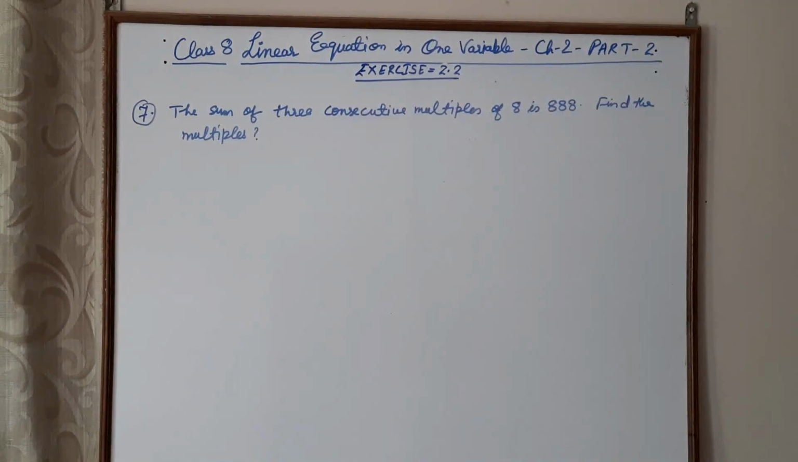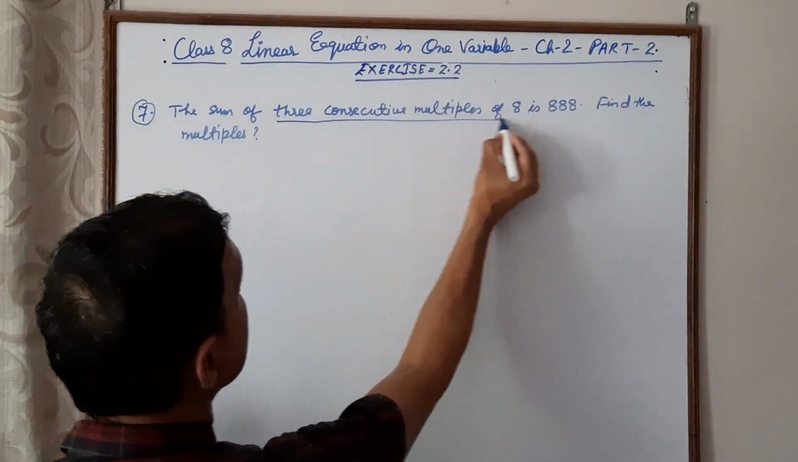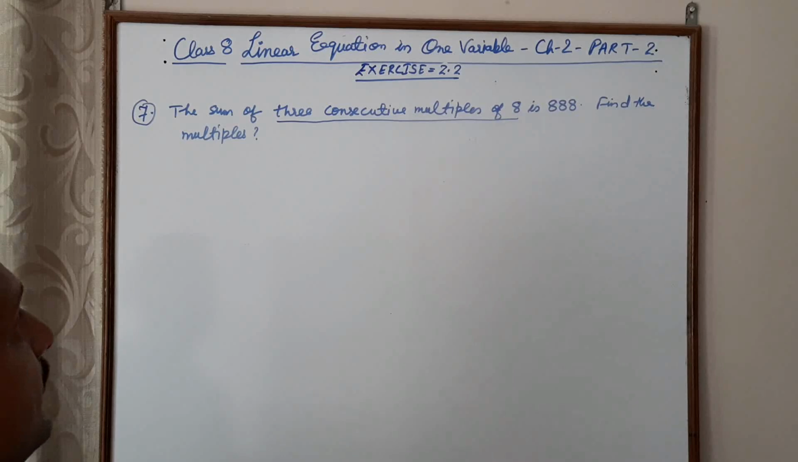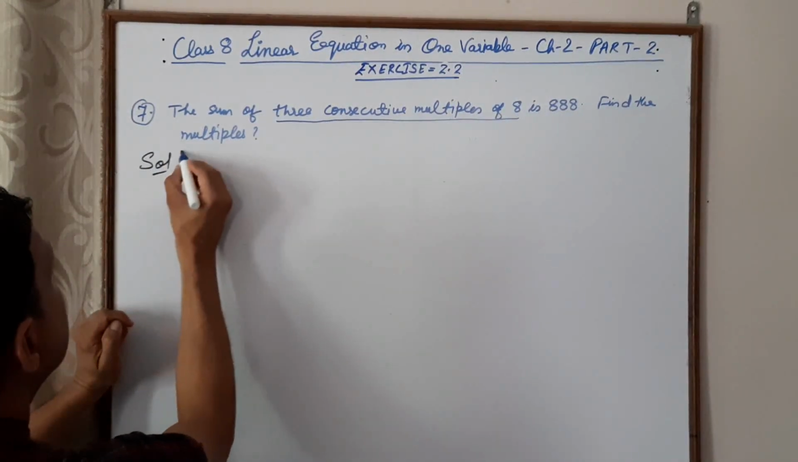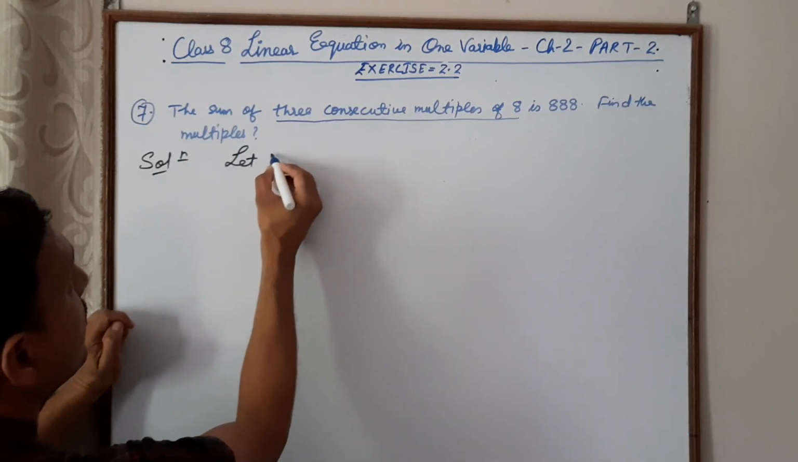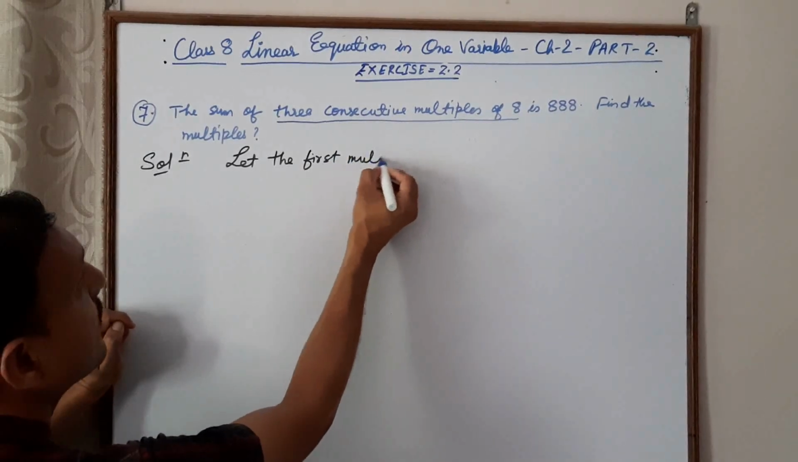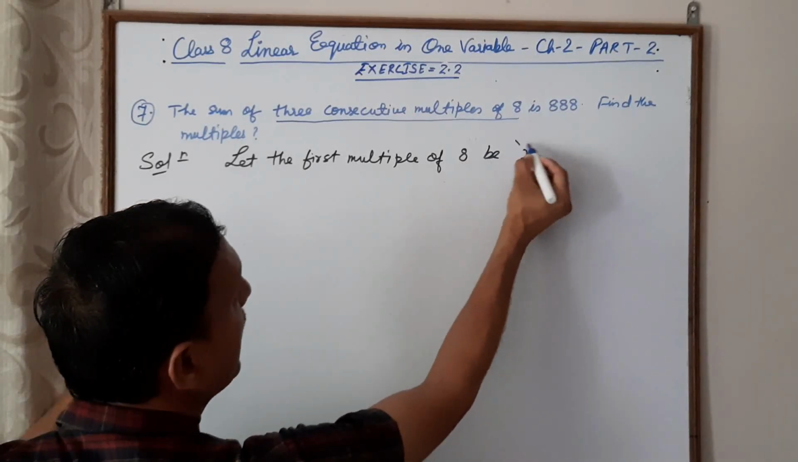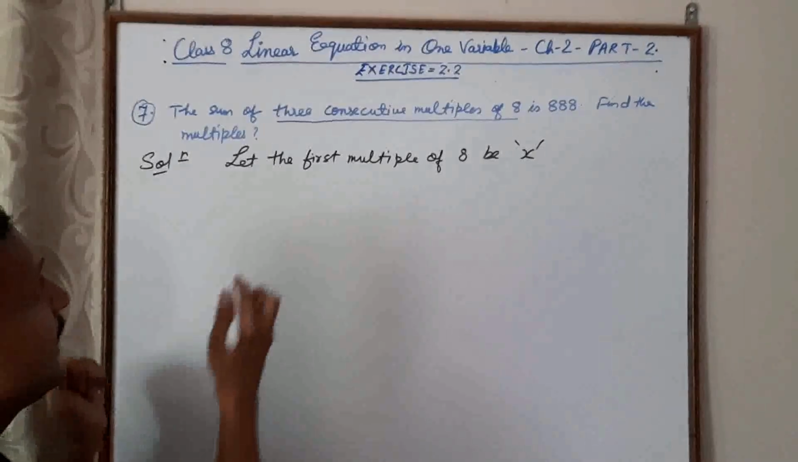Let us begin with question number 7. The sum of 3 consecutive multiples of 8 is given to us, 888. So find the multiples. We don't know the multiples. So let's begin with the equation forming. Let the first multiple of 8 be x. We assumed it x. It is a multiple of 8, means it comes in the table of 8. Then second multiple of 8.